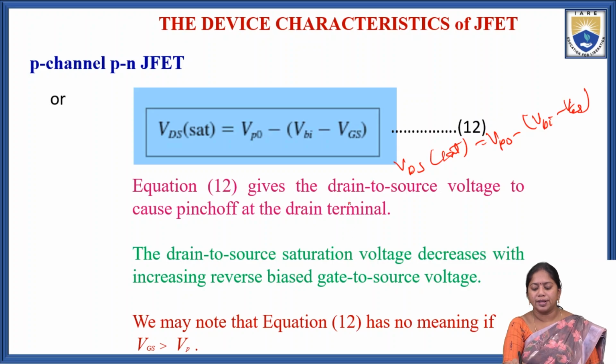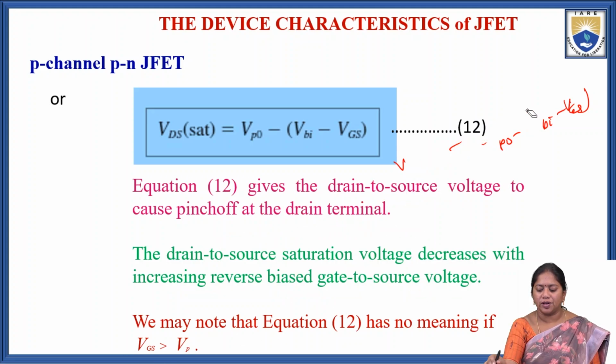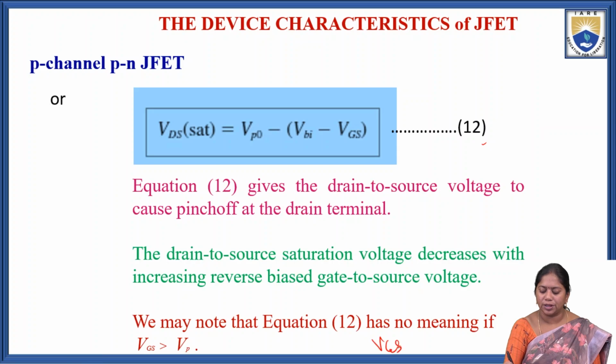So equation 12 gives the drain to source voltage to cause the pinch-off at the drain terminal. So the drain to source saturation voltage decreases with increasing reverse-biased gate to source voltage. We may note that equation 12 has no meaning if VGS is greater than Vp.